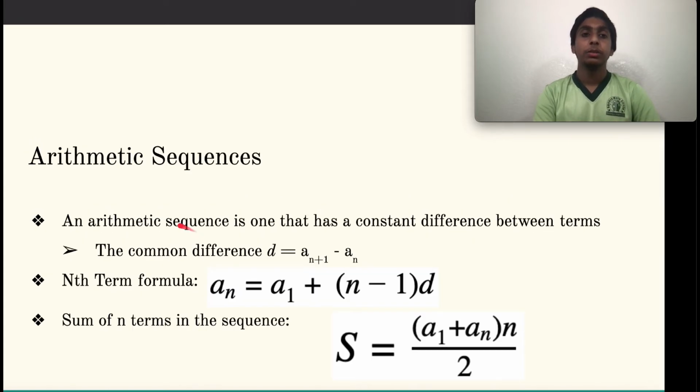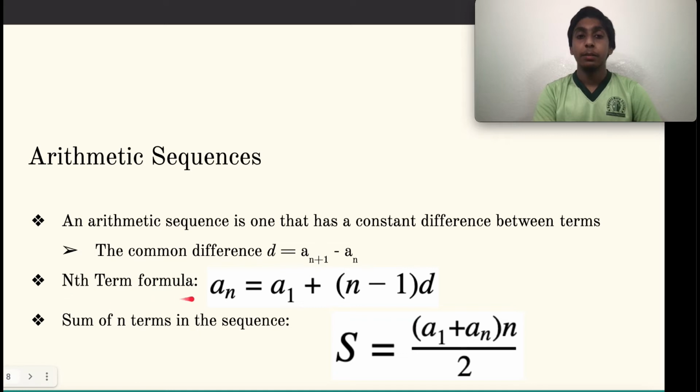Okay, so now we're going to move on to our arithmetic sequences. So an arithmetic sequence is one that has a constant difference between terms. So the common difference d is a subscript n plus 1 minus a subscript n. So basically, a subscript n could be my first term, and this could be my second term. So the second term minus the first term is going to give me my common difference. So if I had a sequence like 2, 4, 6, 8, 10, right? My common difference there is 2. I'm incrementing by 2 each time. That's all the common difference is.